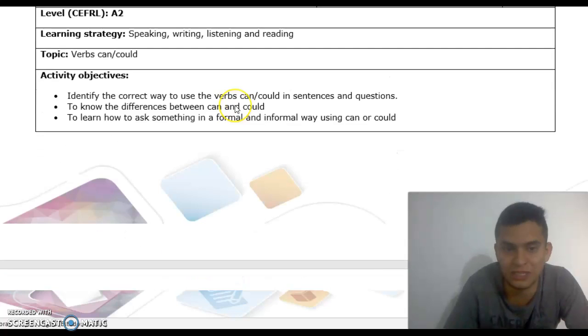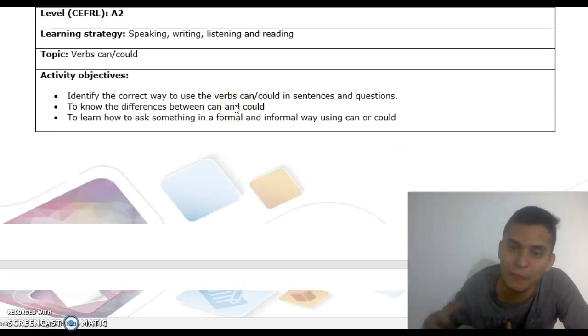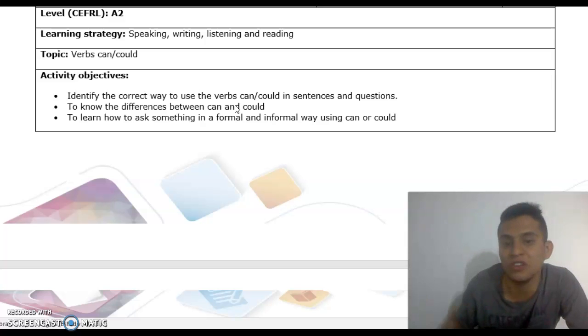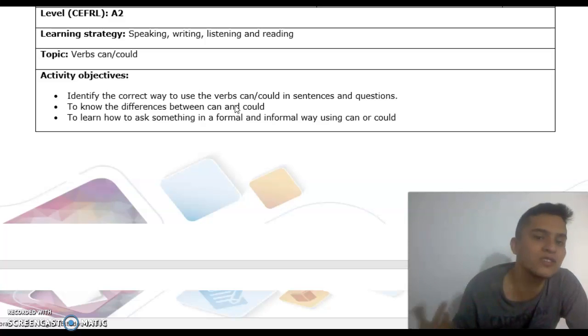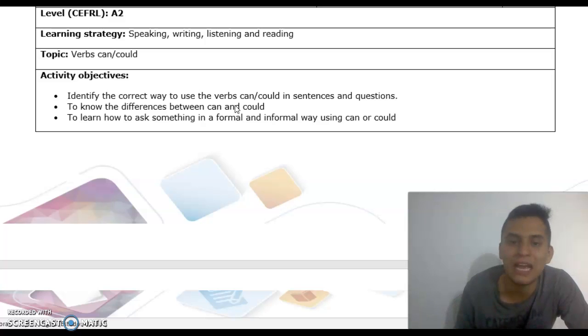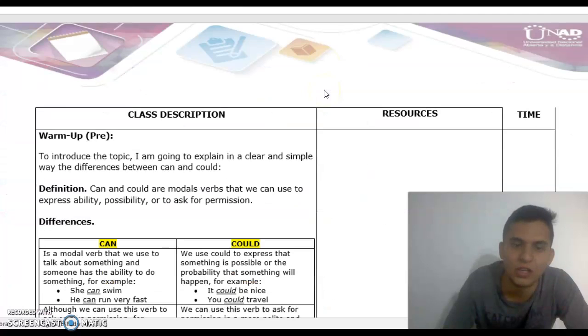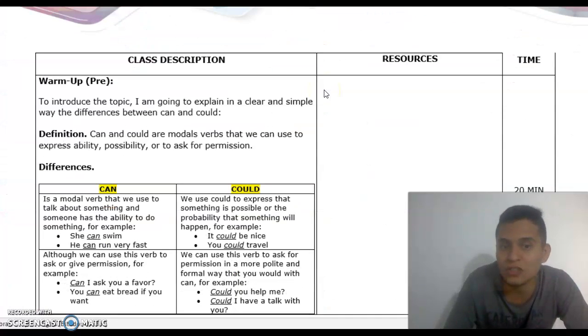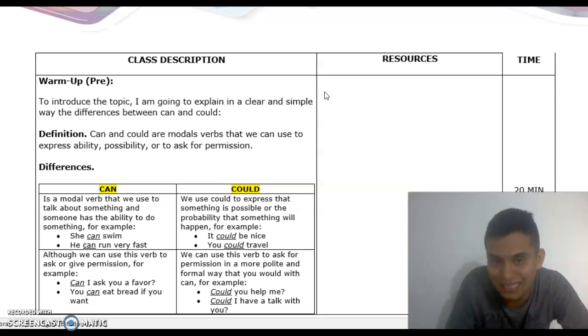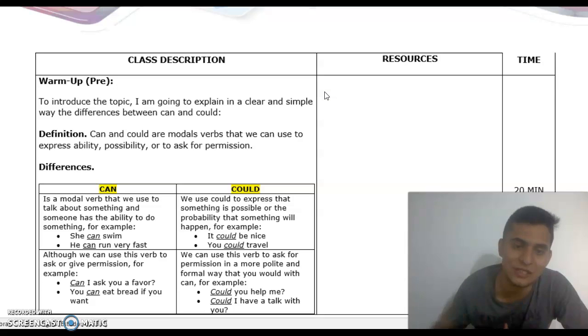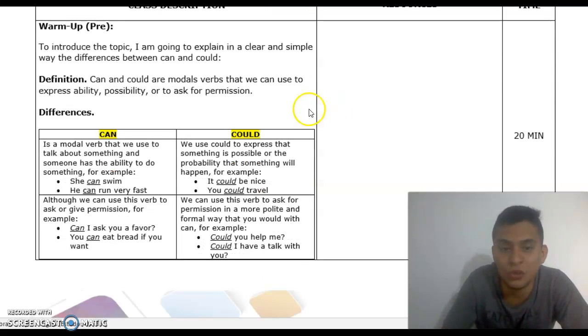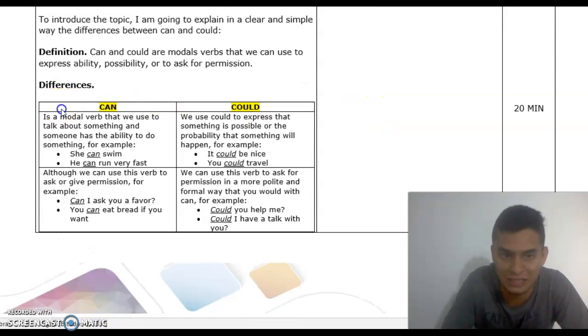The objective is to identify the correct way to use the verbs can and call in sentences and questions, to know the difference between can and call, and to learn how to ask something in a formal and informal way using can or call. To start, I'm going to introduce this topic. I'm going to try to explain in a clear and simple way the difference between can and call. For that, I'm going to use this comparative table.